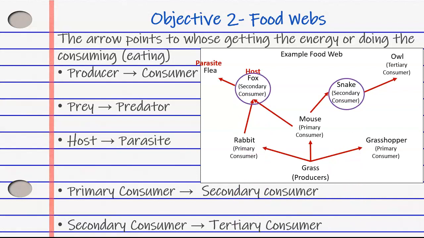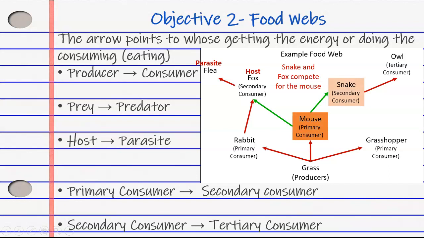Now, another relationship that we need to talk about is competition. So here we have the fox and the snake, and they have arrows coming from the same organism. That means that they compete for that particular food source. So in this case, the snake and the fox compete for the mouse.